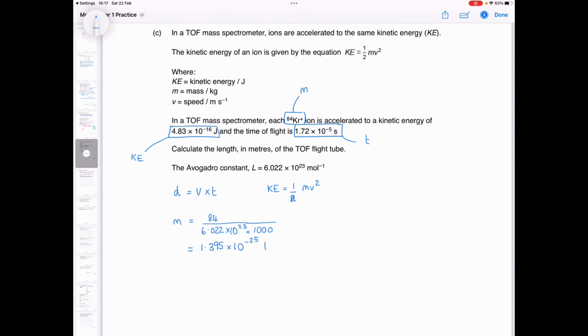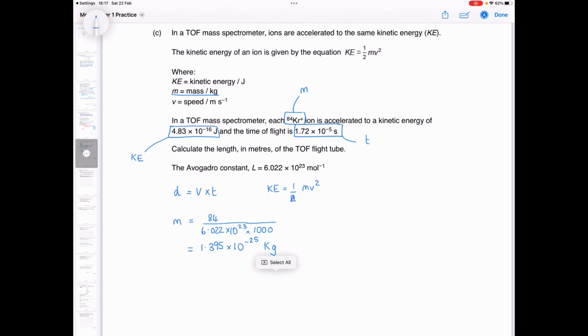Now, if you get an answer when you're working out the mass that doesn't come to 10 to the minus 25, if it comes to like 10 to the minus 23, then chances are you've forgotten to convert that mass into kilograms, which you do need. It just reminds you here in the question. So make sure you look really carefully if you can't remember that. So that's our mass. So we can rearrange for velocity squared next.